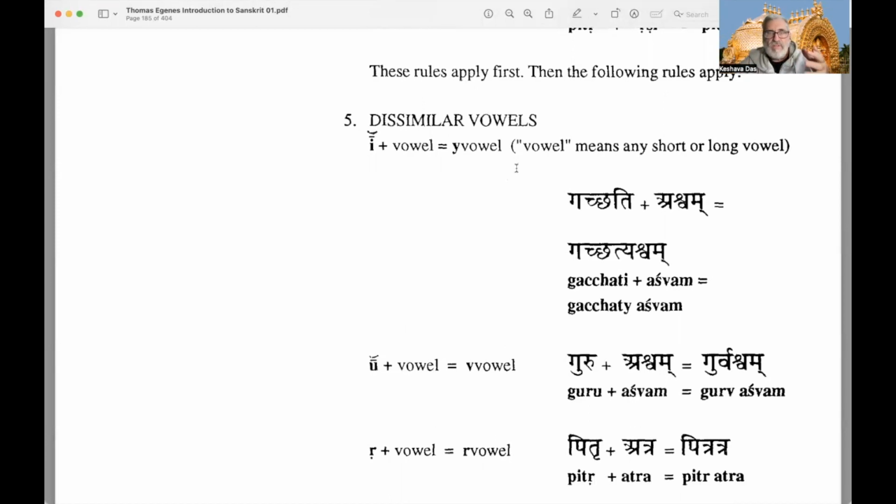That's easy. So what about if they're dissimilar vowels, where the vowel at the end and the vowel at the beginning are not the same? It's not just a matter of being long or short. It's a completely different vowel.